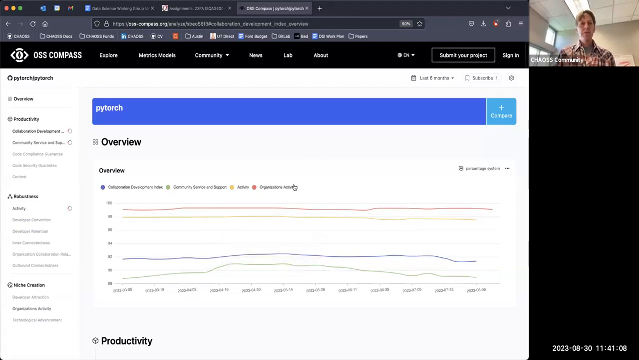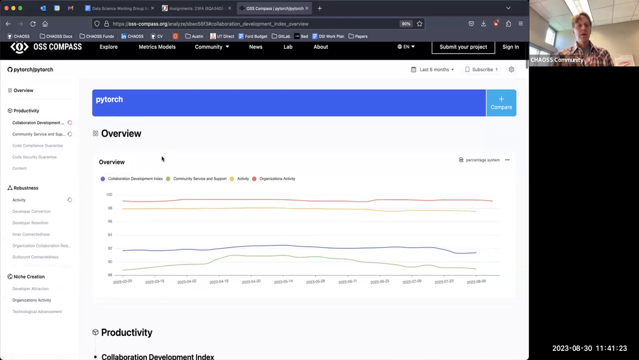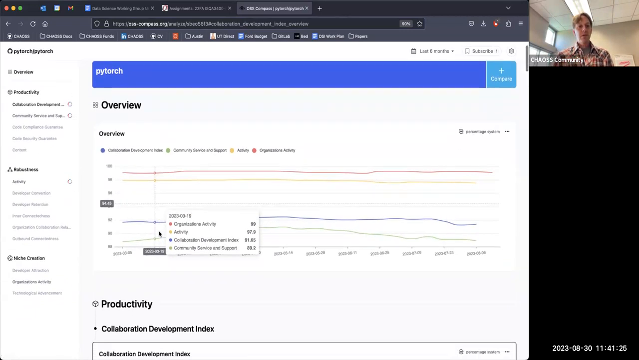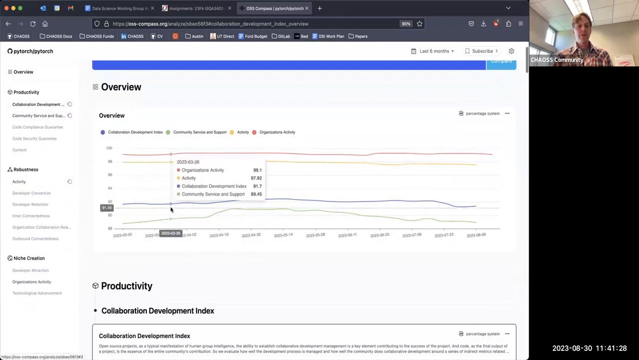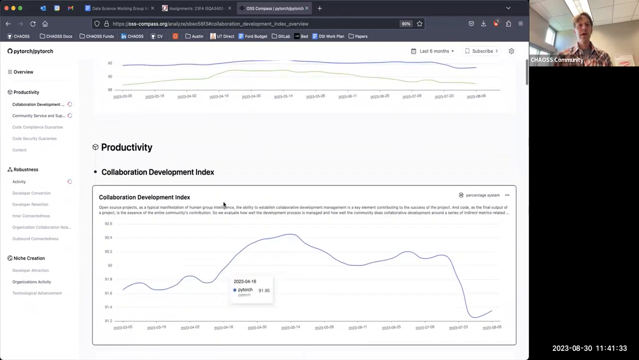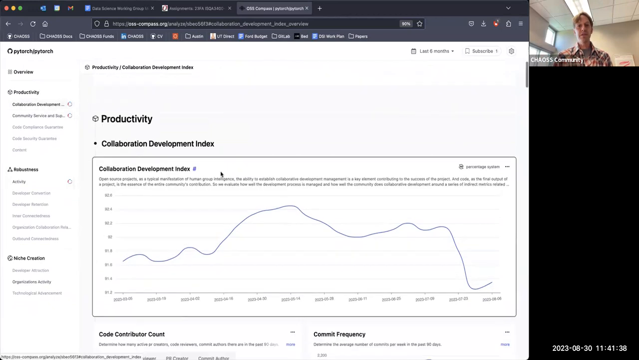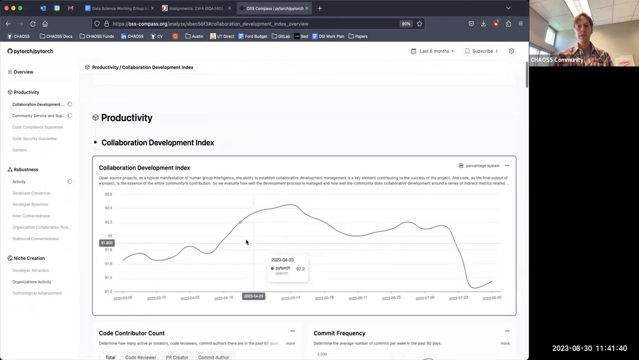So this is what Don was kind of pointing out. Each one of these over here would essentially be a metric model, and the CHAOSS logo indicates it's a published CHAOSS metric model. To Don's point, this top one is all four metric models seen in one collective view. And then this particular metric model, collaboration development index, is the collective that Don was talking about.